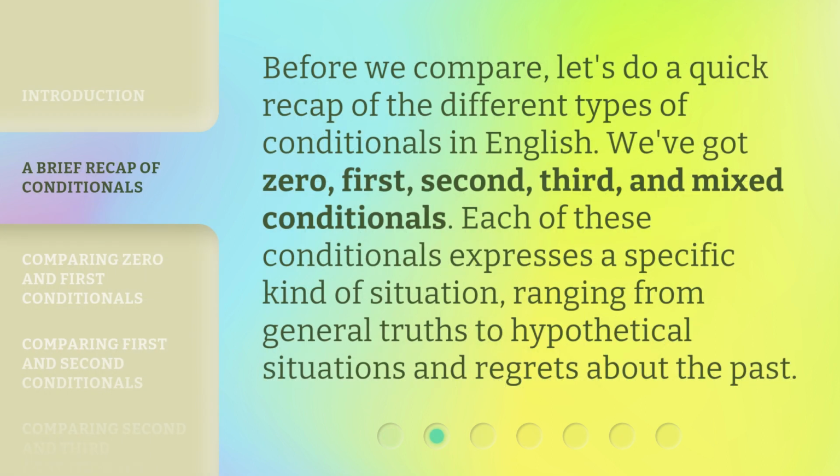Before we compare, let's do a quick recap of the different types of conditionals in English. We've got zero, first, second, third, and mixed conditionals. Each of these conditionals expresses a specific kind of situation, ranging from general truths to hypothetical situations and regrets about the past.